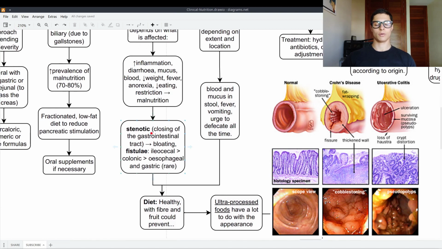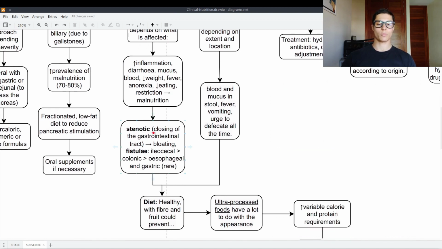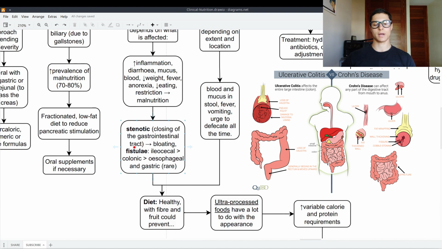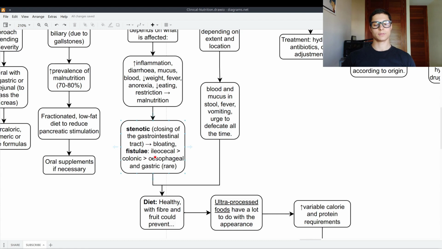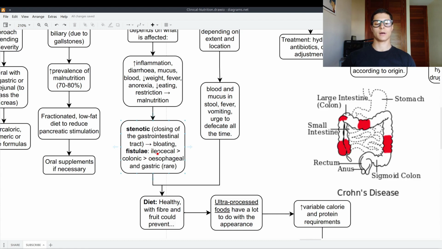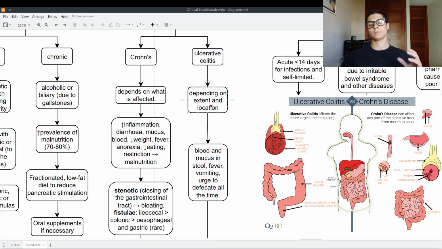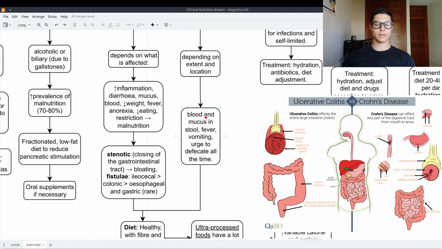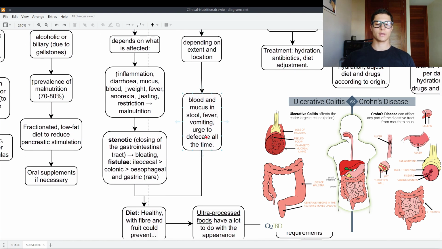And we have two types here of Crohn's disease. The stenotic type, when there is a closing of the gastrointestinal tract, which causes bloating and colics. And the fistulae type, so when there is a fistulae in the ileocecal, is most common. Then the colonic fistulae, and then the oesophageal and gastric, which are rare. The ulcerative colitis, depending on the extent and location, it usually has to do with the rectum, of course. So here we have blood and mucus in stool, fever, vomiting, and urge to defecate at all times.